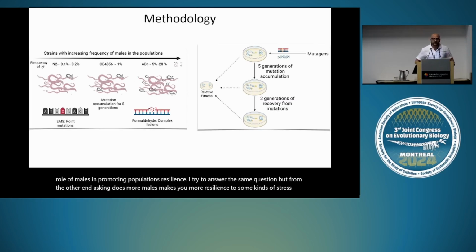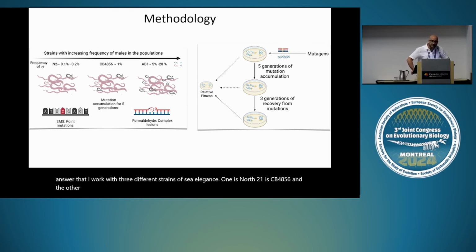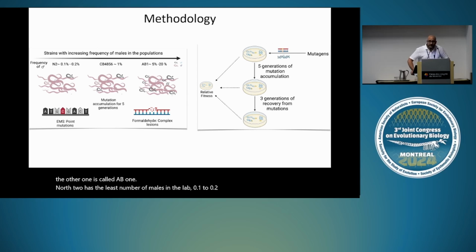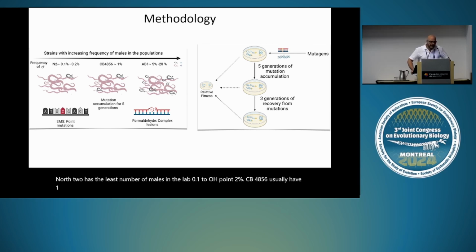To answer that, I work with 3 different strains of C. elegans. One is N2, one is CB4856, and the other one is called AB1. N2 has the least number of males in the lab, 0.1 to 0.2%. CB4856 usually has 1% males in the population, and AB1 has somewhere from 5% to 20% males in the population.